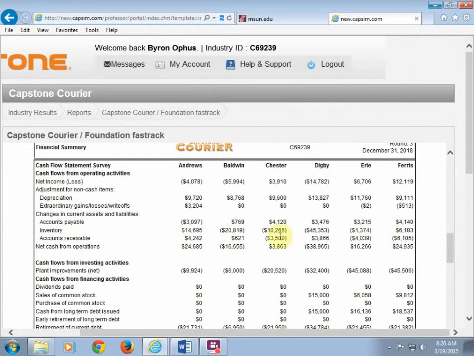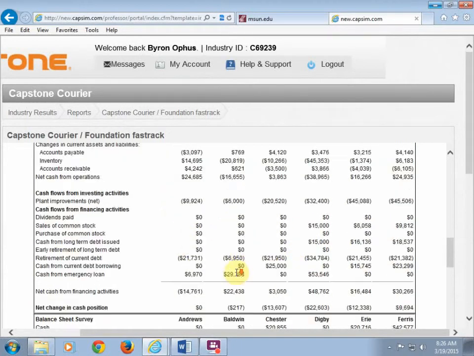We saw the inventory was a problem for a couple of those teams. Plant improvements, wow, look at Erie and Ferris. They're still going to town. $45 million in plant improvements. $32 million for Digby, so they've invested some more in plant improvements. Where that's going to, I'm not 100% sure. Might want to find out. Chester invested $20 million in plant improvements, so that's fairly impressive.